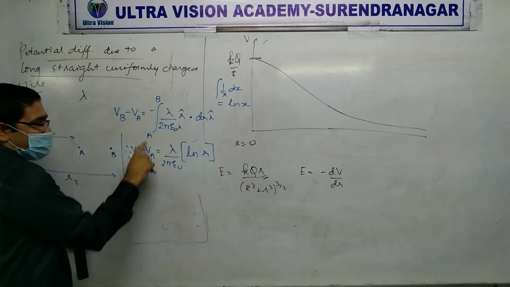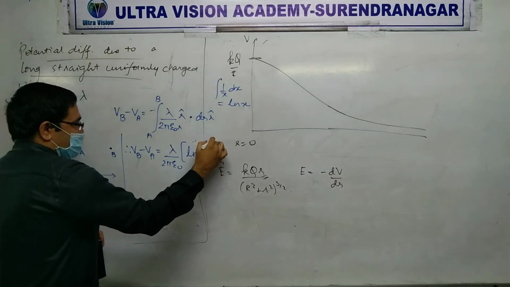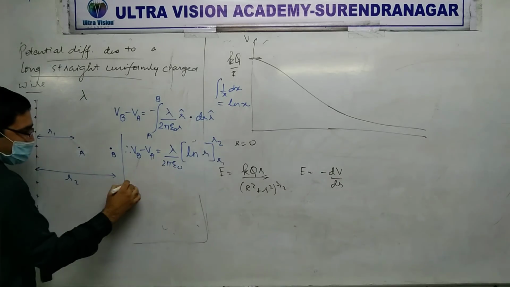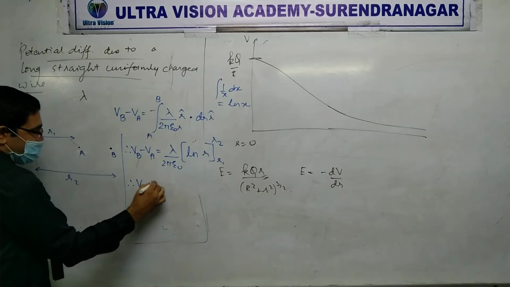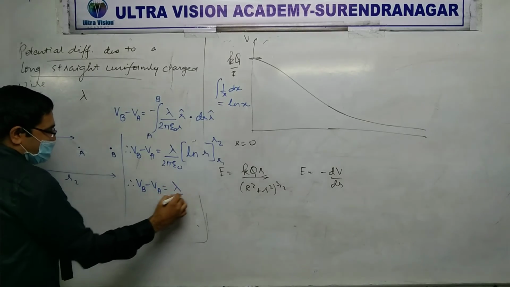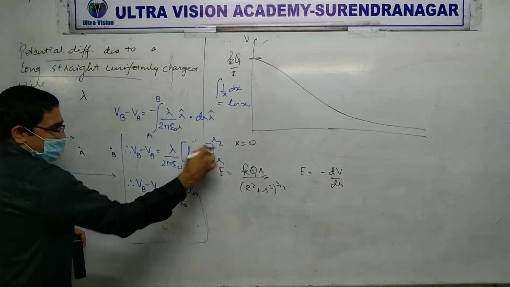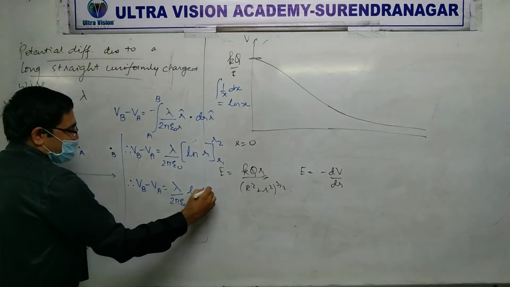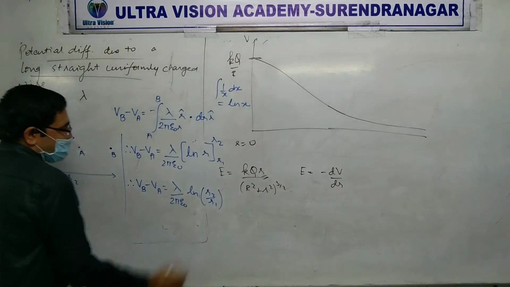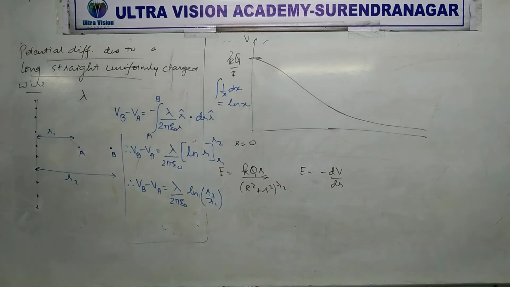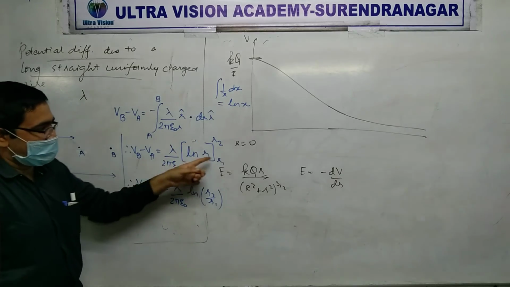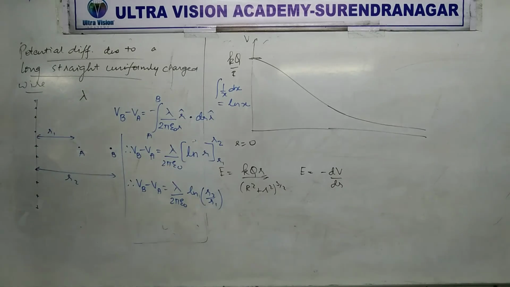Here A means distance r1, B means distance r2. Put everything in, and we get VB minus VA equal to lambda by 2 pi epsilon 0 times ln r2 minus ln r1. By the log property, log a minus log b is log a by b, so this will become ln of r2 upon r1. Got it? Yes or no?